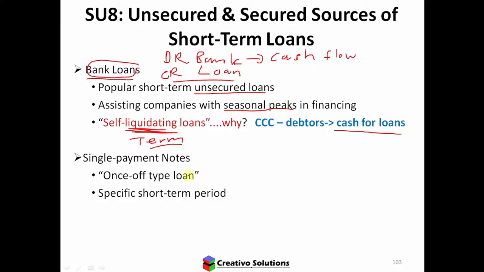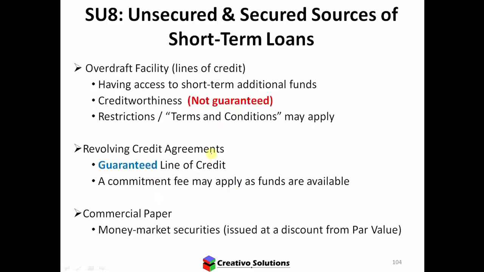Okay. Single payment notes, once off type loan, short periods of time. Overdraft facilities, where you have access to a certain amount of credit. Remember, it's not guaranteed, right? You have to apply for it. So when you have an overdraft facility, there's an application that you need to complete in order to get that facility. A revolving credit agreement is guaranteed. Guaranteed meaning you've met the requirements, it has been granted. As and when you need more money, you can access it. You don't have to always apply for it. There is a fee though that you have to pay to have that revolving credit agreement in place.